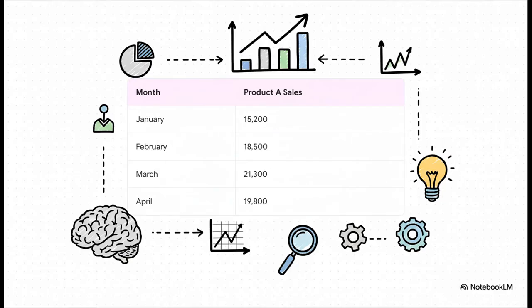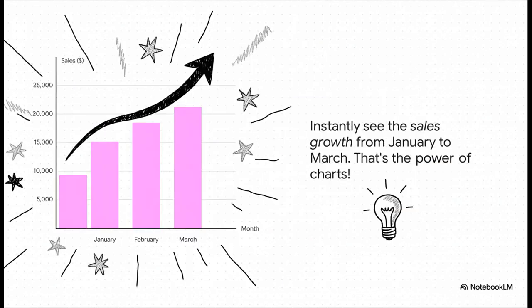It's clean, it's accurate, but let's be honest, it's just numbers on a page. You have to actually read each line to figure out what's going on. We can do way better than this. And voila! With just a few clicks, that boring table becomes this awesome bar chart. See how the story is now just instant? You don't have to read the numbers to see the sales growth from January to March, or that little dip in April. That immediate clarity, that is the power of visualization.